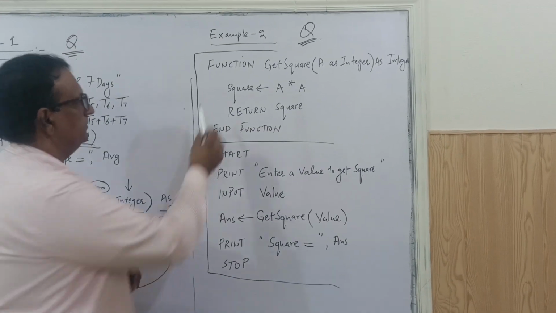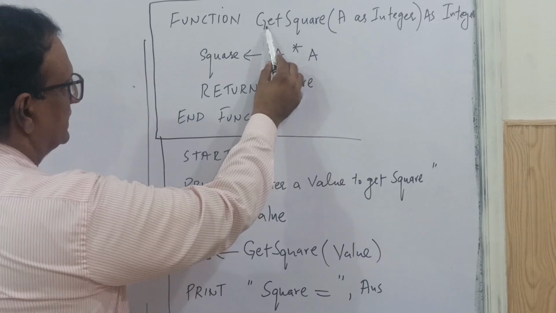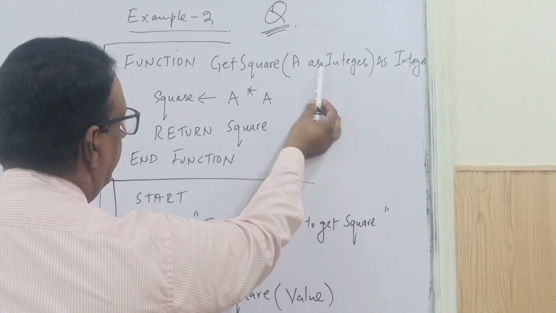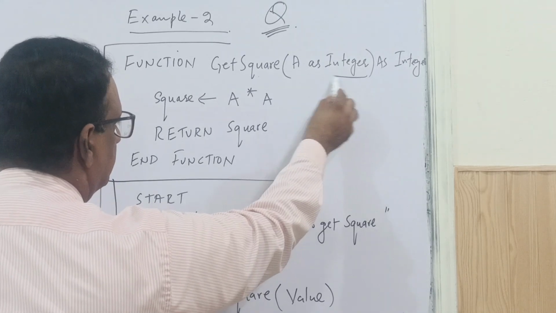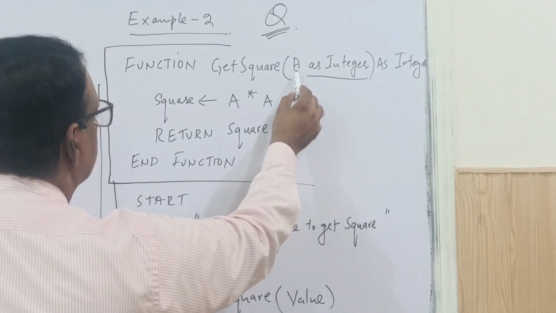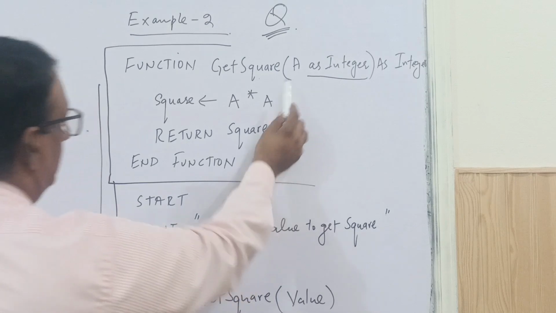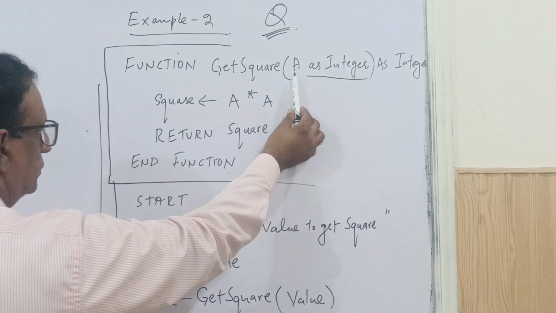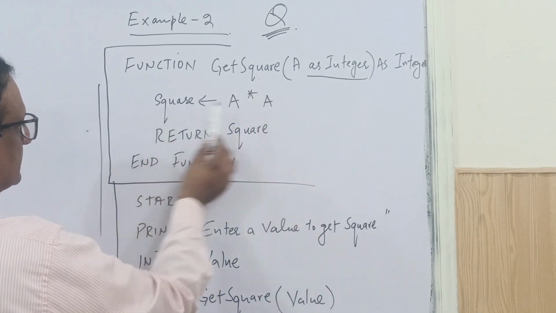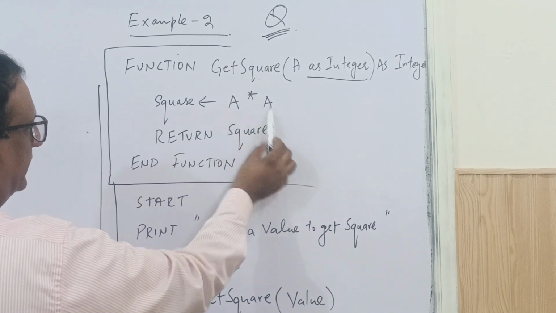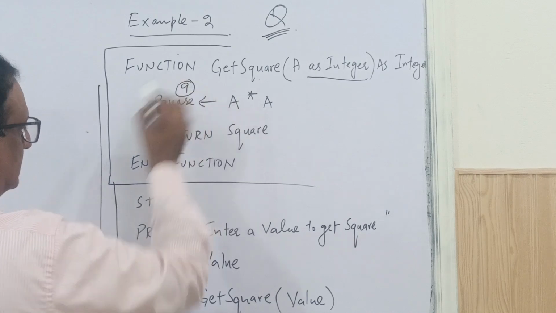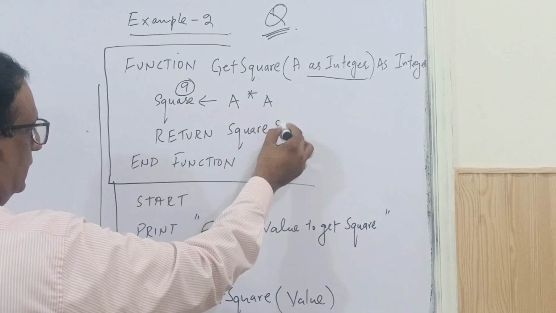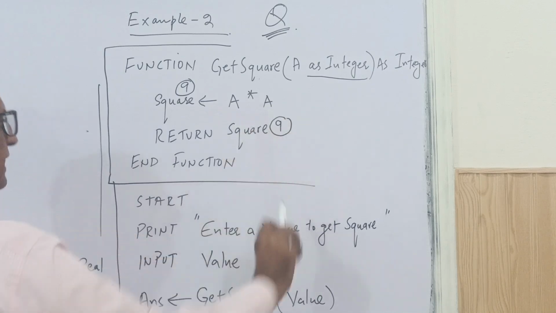Let's write the function. The name of my function is get square and it receives one value. Its data type is integer and it renames the value as a. Suppose the main function sends 3. The 3 is stored in a and now the square is calculated as 3 multiplied by 3. So the square has the answer as 9. Then you say return square. So it will return its value.